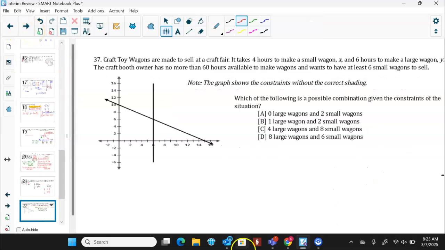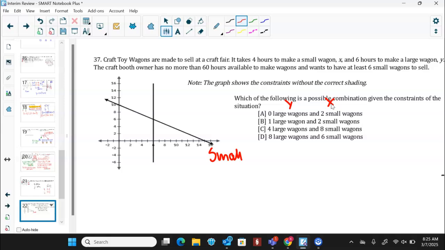All right, so craft toy wagons are made to sell at a craft fair. It takes 4 hours to make a small wagon, which is represented by an X. So this is small. Let's name it, because the answers are in opposite order. You start with large and then small, which you would think is X and Y, but it's Y and X. So this is your Y and this is your X.